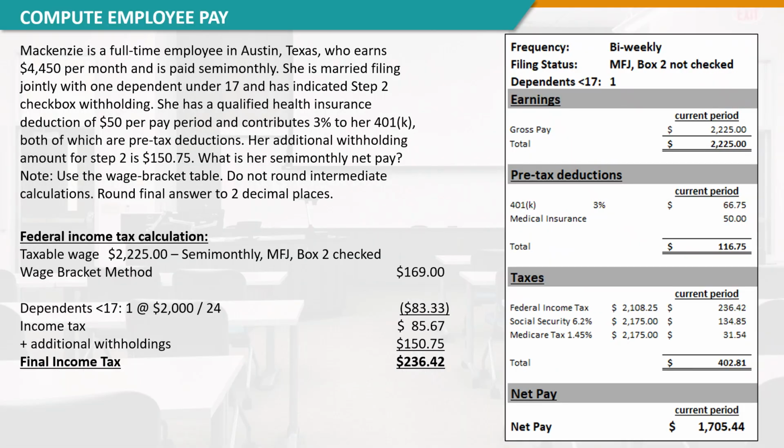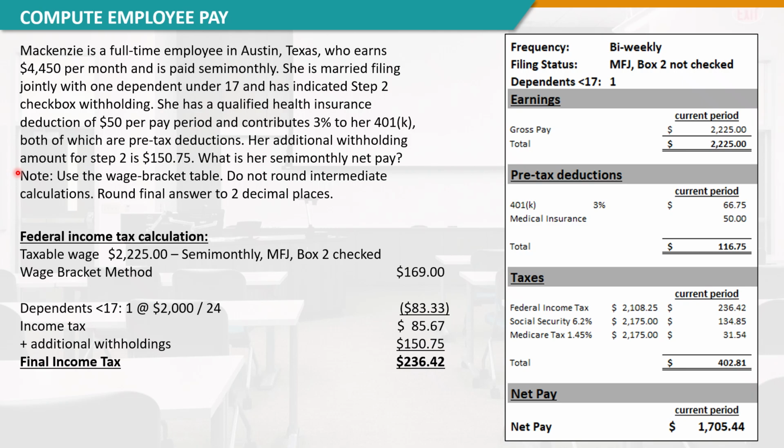Mackenzie is a full-time employee in Austin, Texas, who earns $4,450 per month and is paid semi-monthly. She's married, filing jointly with one dependent under 17, and has indicated Step 2 checkbox withholdings. She has a qualified health insurance deduction of $50 per pay period and contributes 3% to her 401k, both of which are pre-tax deductions. Her additional withholding amount for Step 2 is $150.75. What is her semi-monthly net pay?